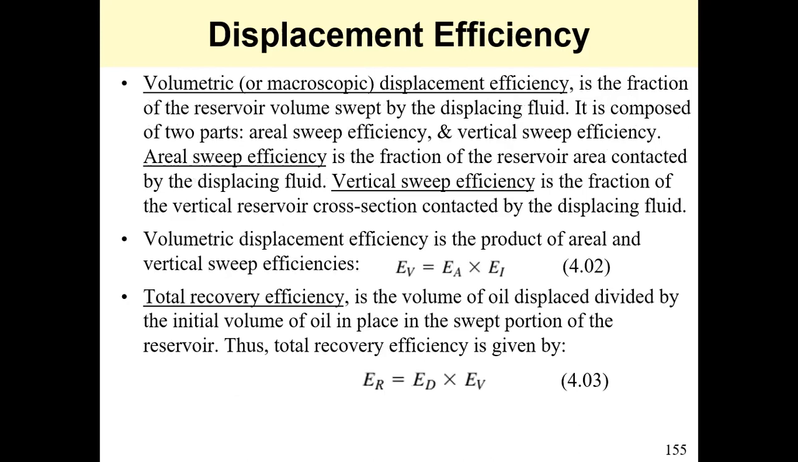Now, volumetric displacement efficiency is the fraction of the reservoir volume swept by the displacing fluid. It's composed of aerial sweep efficiency and vertical sweep efficiency. The aerial sweep efficiency is the fraction of the reservoir area contacted by the displacing fluid. So if you take a slice of the reservoir areally, the fraction which has been contacted by the displacement fluid gives you the aerial efficiency. While the vertical sweep efficiency is when you take a cross section and consider the fraction contacted by the displacement fluid. And as you might expect, the volumetric displacement efficiency is a product of the aerial and the vertical sweep efficiencies.